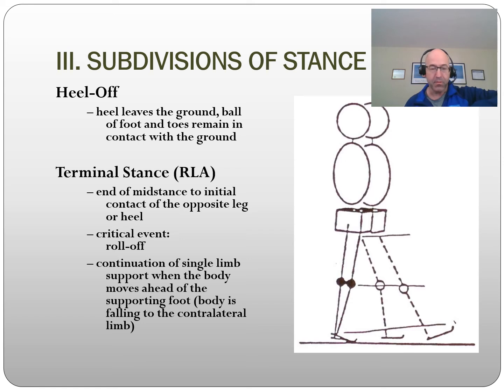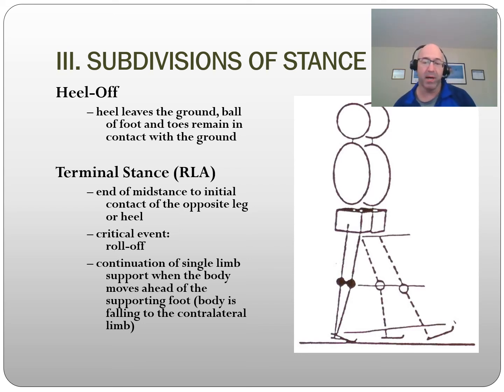Okay? So we ended mid stance, we're continuing to move forward. The critical event here is called roll off, where basically the foot is rolling forward onto that ball of the foot. And we continue to see the limb support with single leg with the body weight.